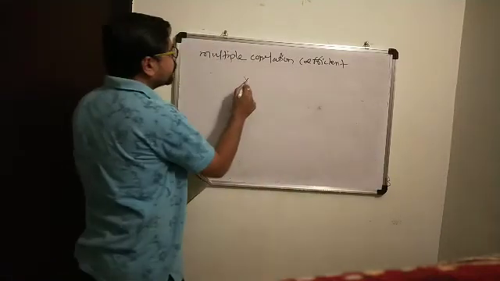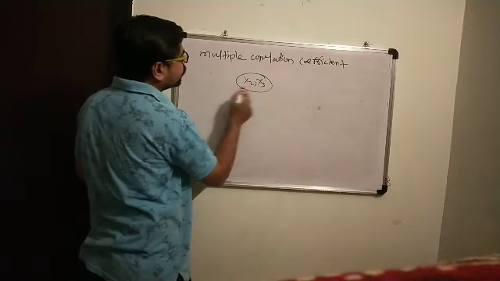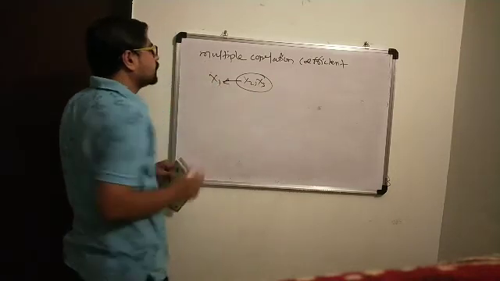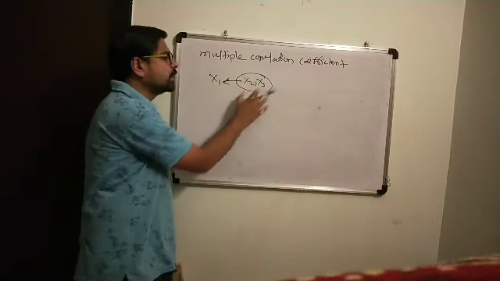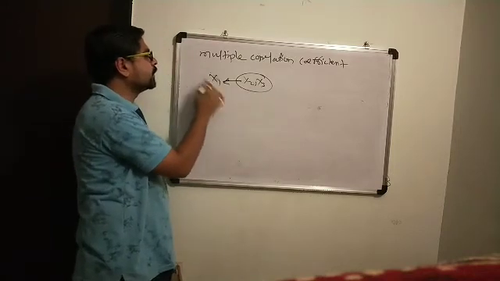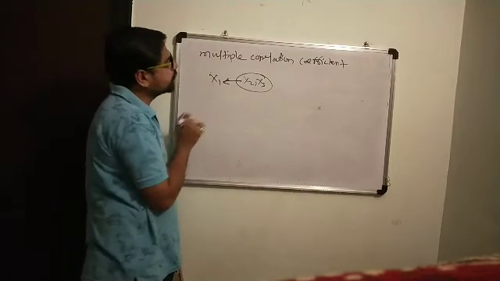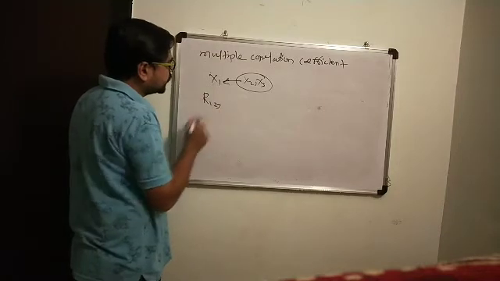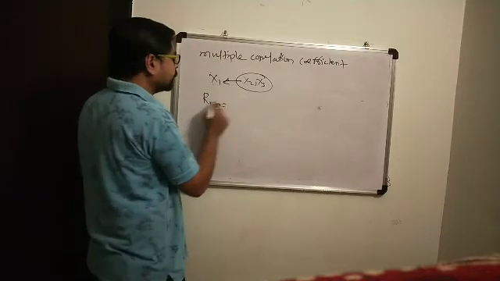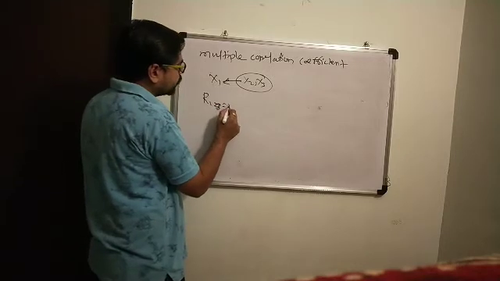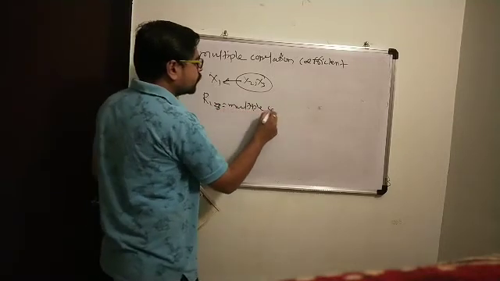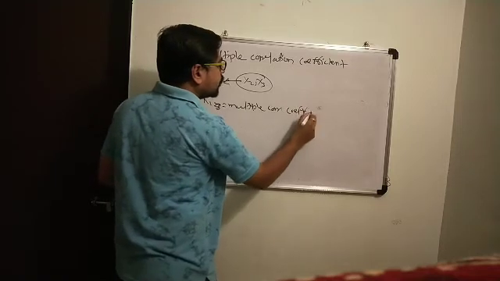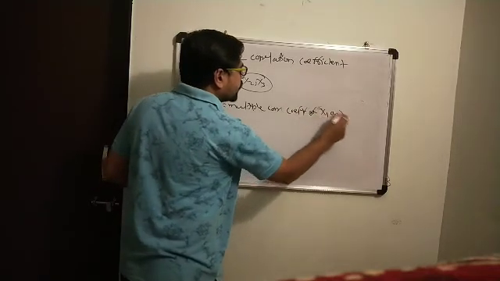So basically, multiple correlation coefficient is the joint effect of x2 and x3 on variable x1. If we want to study the joint effect of all the remaining variables on the variable x1, it is called a multiple correlation coefficient. This is denoted by R1.23, that is, the multiple correlation coefficient of x1 on x2 and x3.